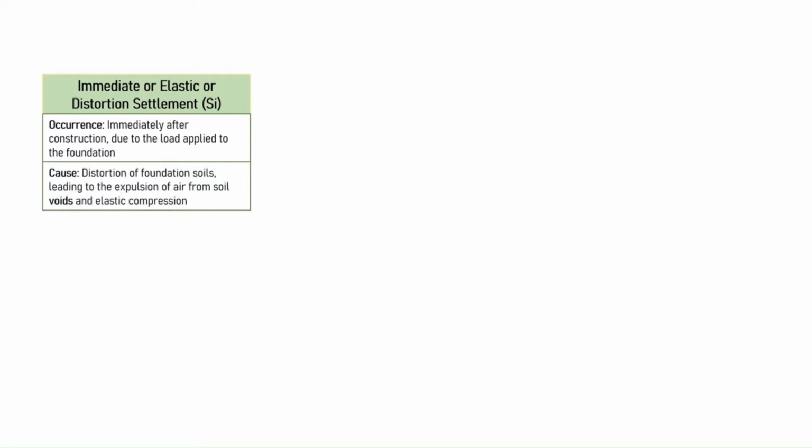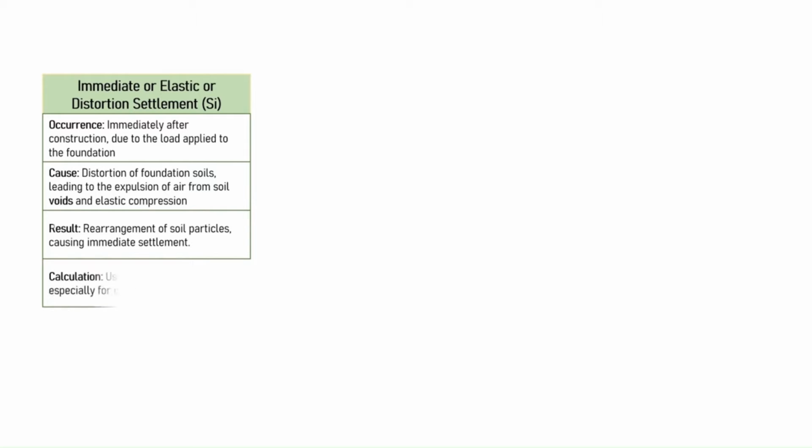1. Immediate settlement, elastic/distortion settlement. Immediate settlement of the soil occurs as soon as a load is applied over the soil, that is, immediately after the construction of the structure due to the distortion of the foundation soil. Here, the load on the soil results in the expulsion of the air from the soil voids, causing elastic compression of the soil beneath. This process rearranges the soil particles and causes immediate settlement. Immediate settlement is calculated using elastic theory, especially for cohesive soil. It is an assumption that we consider while determining the calculations.